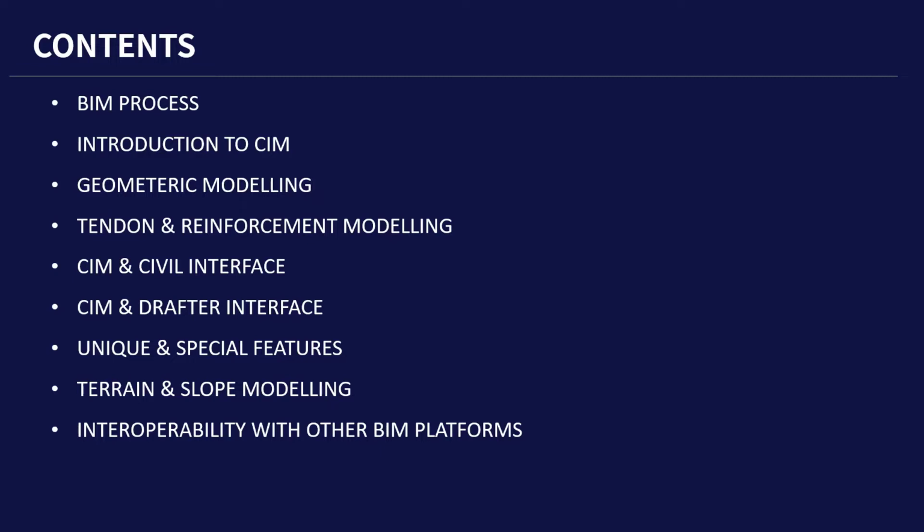Then we shall be discussing about the interface between CIM and Midas Drafter, in which we shall cover drawing generation, bar bending schedule and quantity calculation. Once this is done, we shall go through few of the unique and special features of CIM like clash check, smart template, parametric modeling and slope modeling. Finally, we shall also discuss about interoperability of CIM with other BIM platforms. So first, let's discuss about the current BIM process.